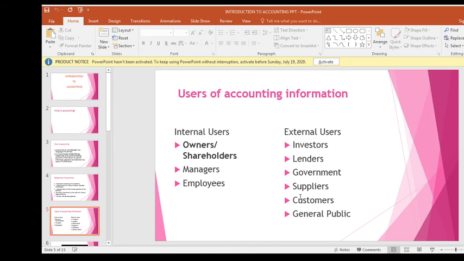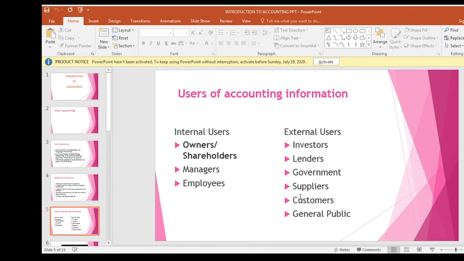Another category of the users we have are the suppliers. The suppliers are those people who supply goods or merchandise to the business organization. They will be interested to know how the business is performing so that they can also be in a position to know whether to extend credit or not.